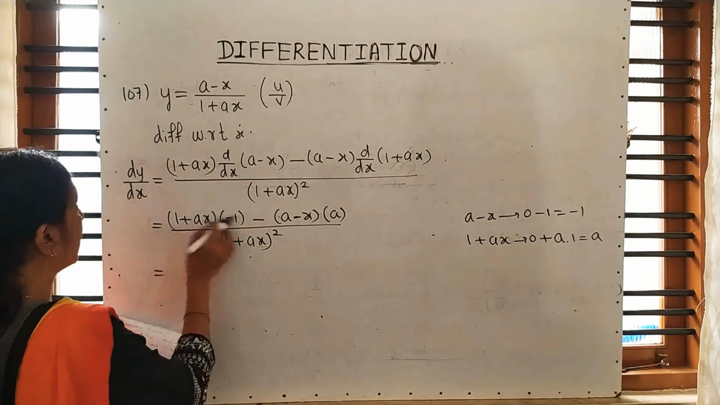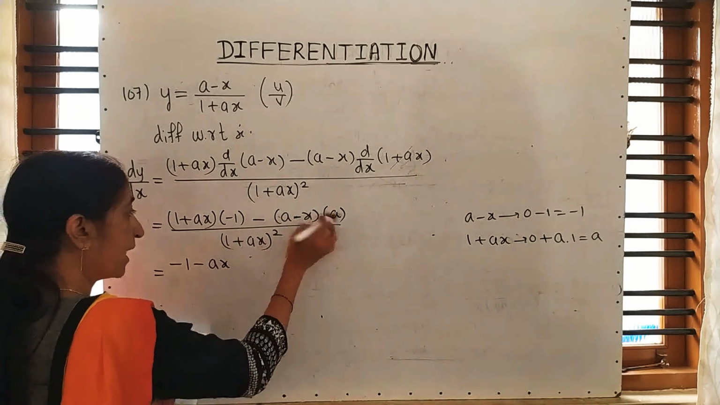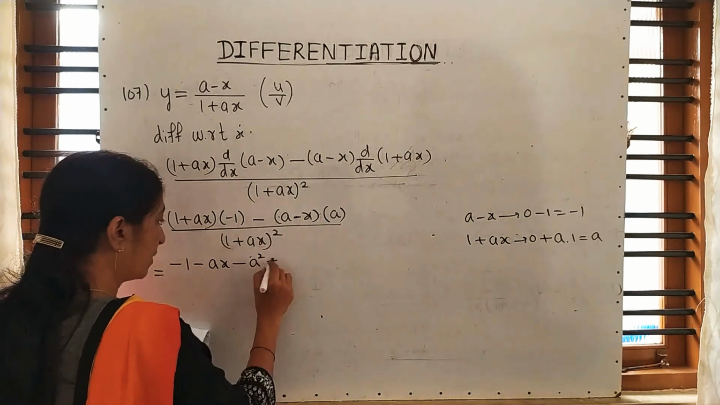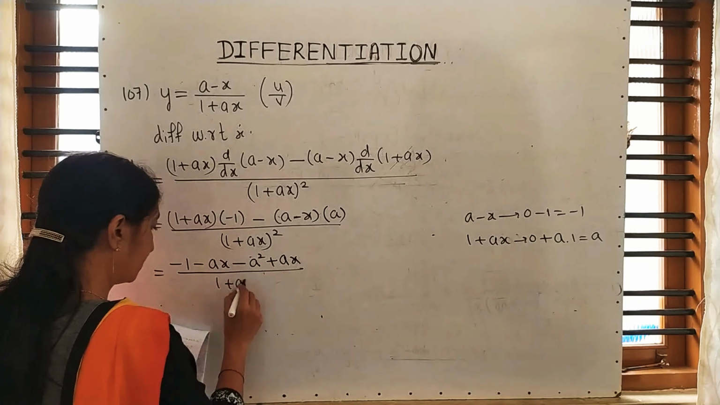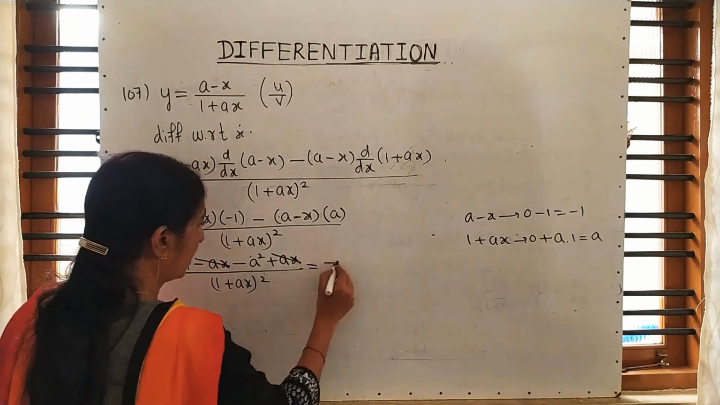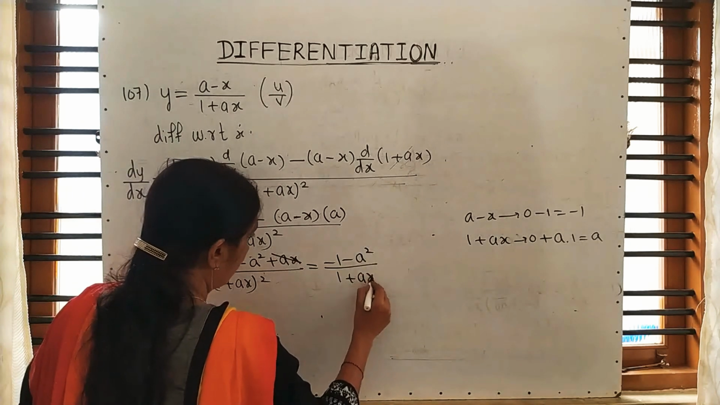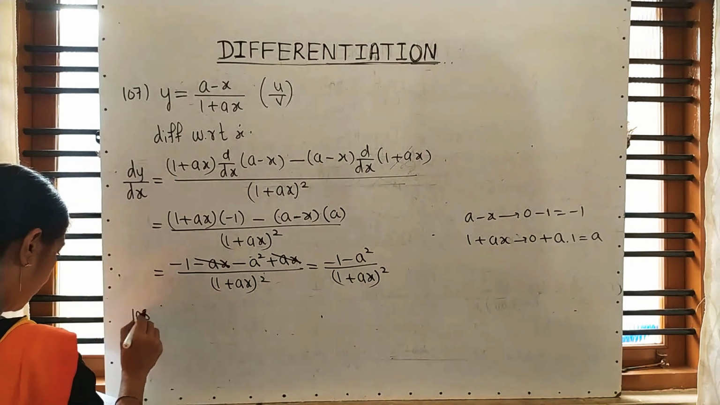Next, remove the bracket. Take minus inside. Minus 1 minus ax. Here a and minus at the same time take inside. Minus into minus plus. Minus ax plus ax get cancelled. Minus 1 minus a square, upon 1 plus ax whole square. This is the final answer. Next question.